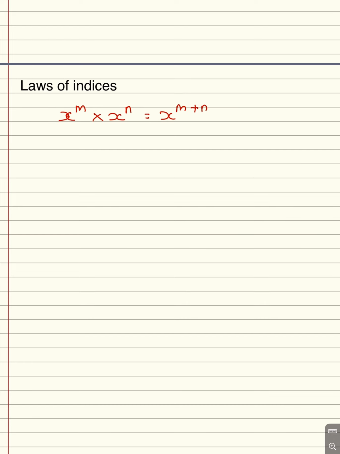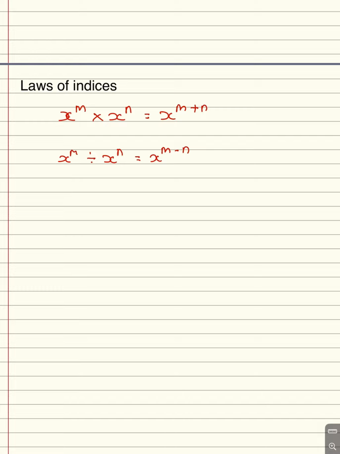The next thing we'll look at is dividing indices. And when we divide indices, we have to take away the powers. So x to the power of m divided by x to the power of n is equal to x to the power of m take away n.